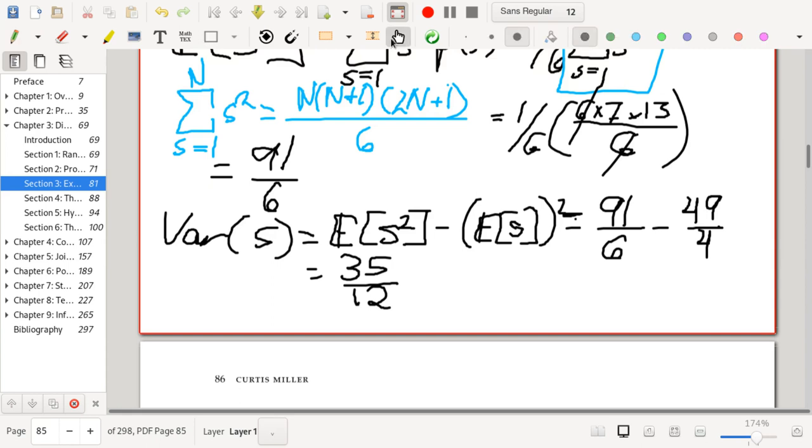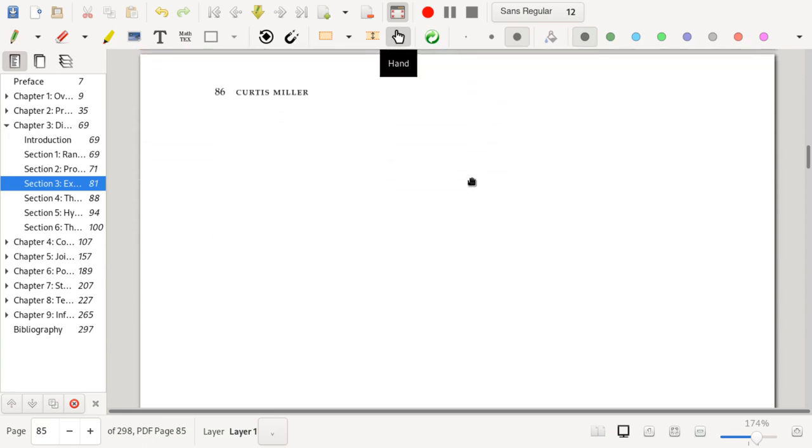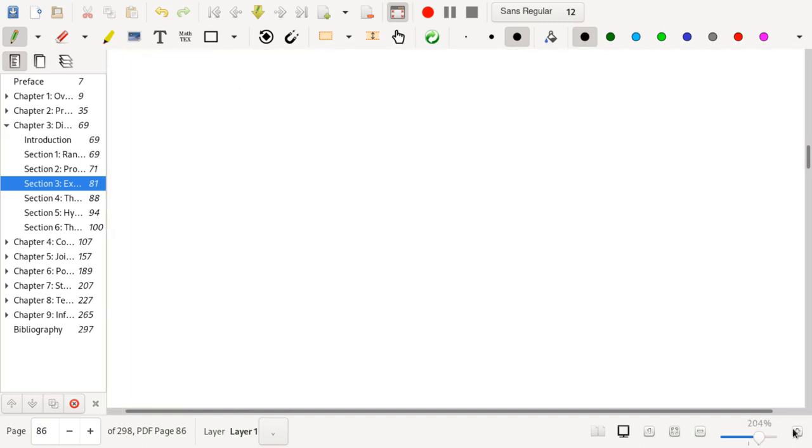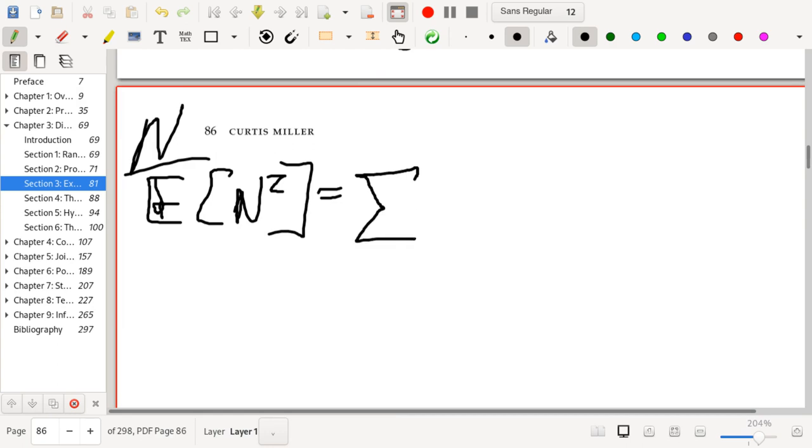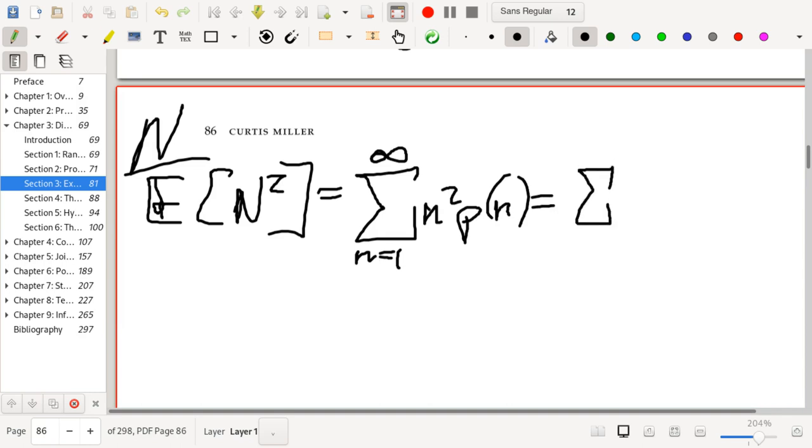All right, for the final one, and this one is where things get weird. I'm going to zoom in for this one, because this one is where things get really tricky. We're now working with the geometric case, and we need to compute the expected value of n squared. That is equal to the sum from n equals 1 to infinity of n squared times the probability mass function at n, which is equal to the sum from n equals 1 to infinity. I'm going to go ahead and already do some simplification. We get p n squared (1 minus p) to the power n minus 1.